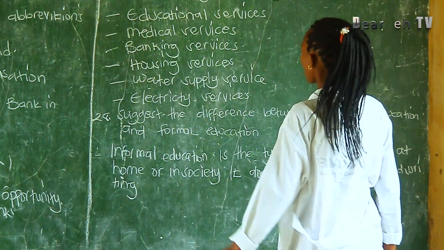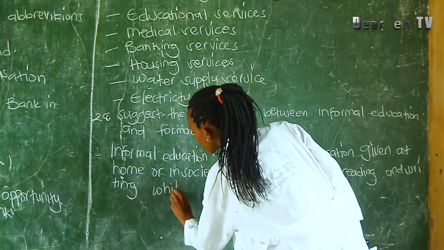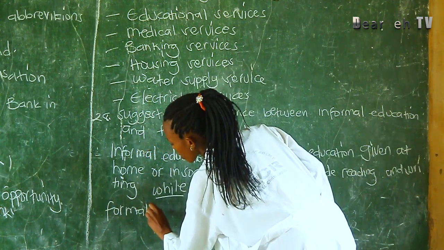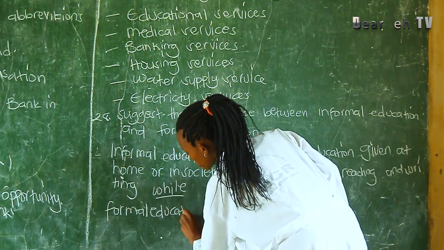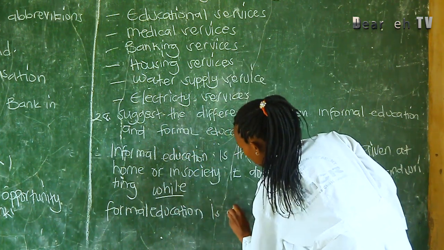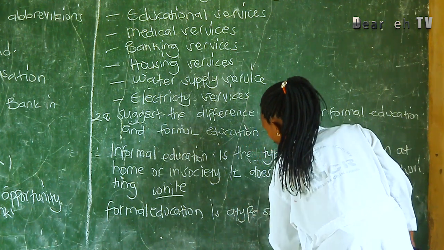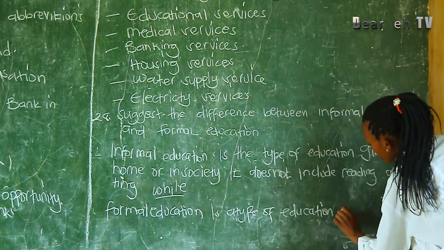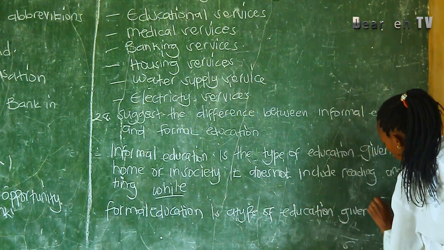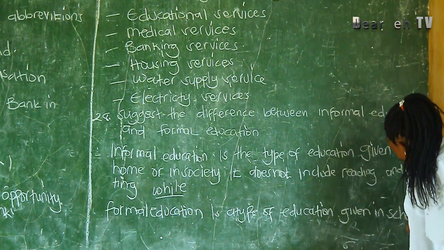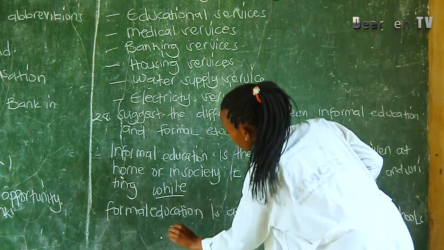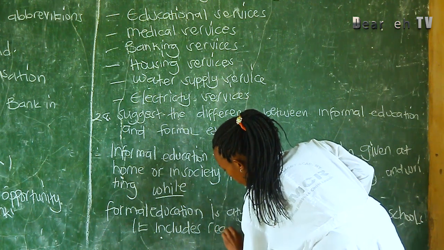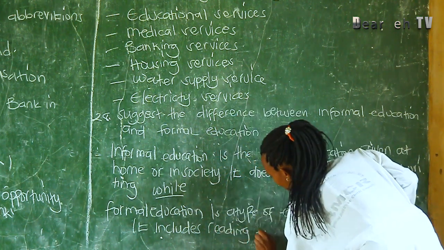So this is informal education, while formal education is a type of education given in schools. It includes reading and writing.